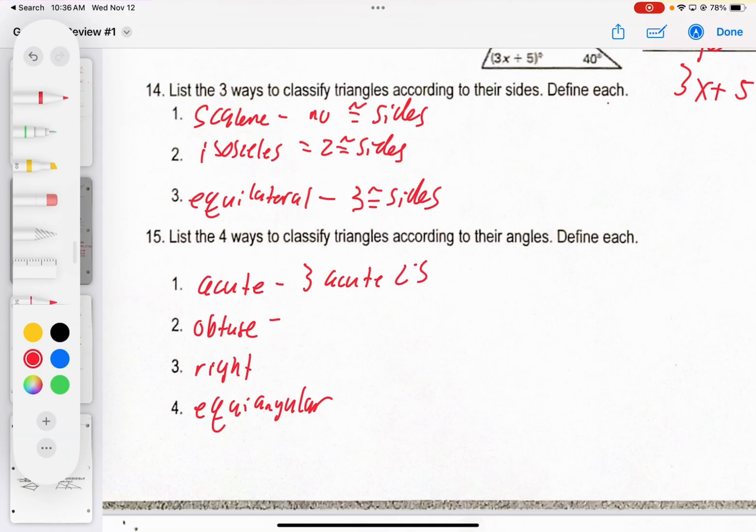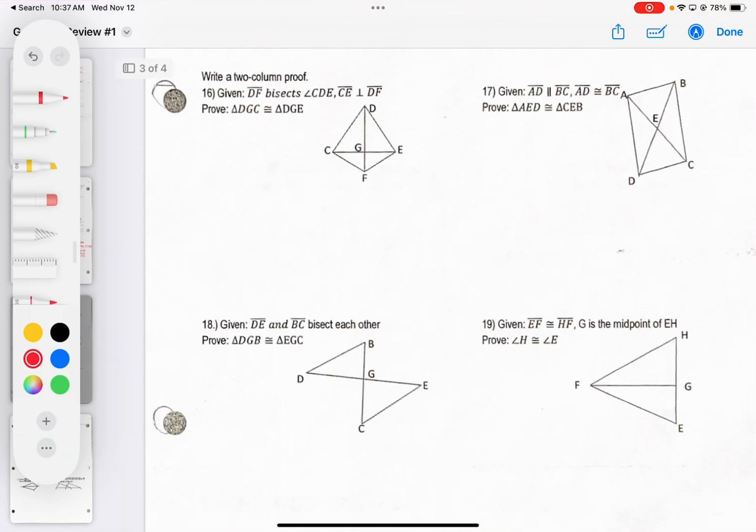What's it mean if a triangle is obtuse? 1 obtuse angle. All it takes is 1. What's it mean if it's right? 1 right angle. Can only be 1. Can't be more than 1. Same with obtuse. What's it mean if it's equiangular? All 3 angles the same. Good. 3 congruent angles, which equal what? Cool. Proof time, you ready?